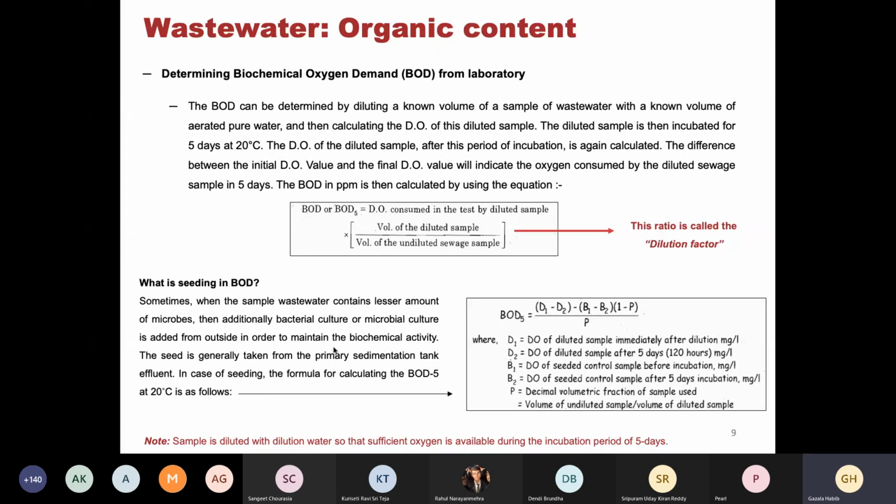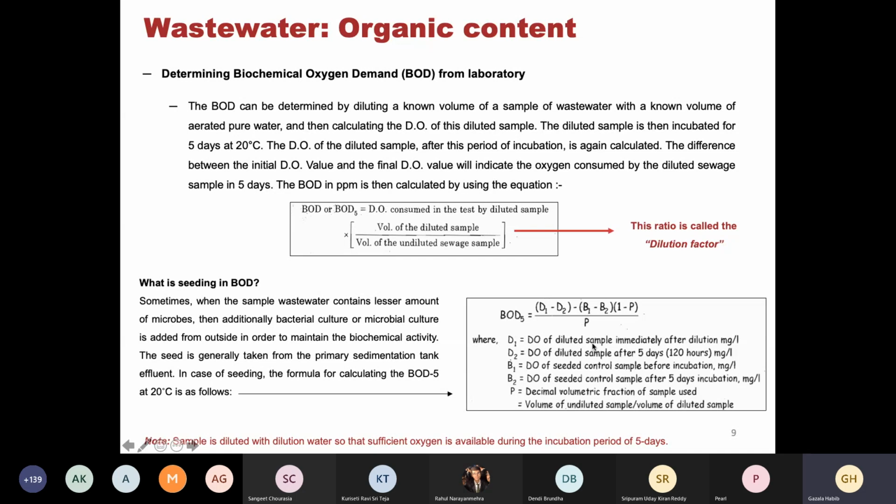Okay, some bacteria which we can take from the primary settling tank or maybe the activated sludge process. That extra amount of bacteria which we add in order to increase the rate of degradation of organic matter is known as seeding of the wastewater sample. And in that case, this is how the BOD can be calculated.